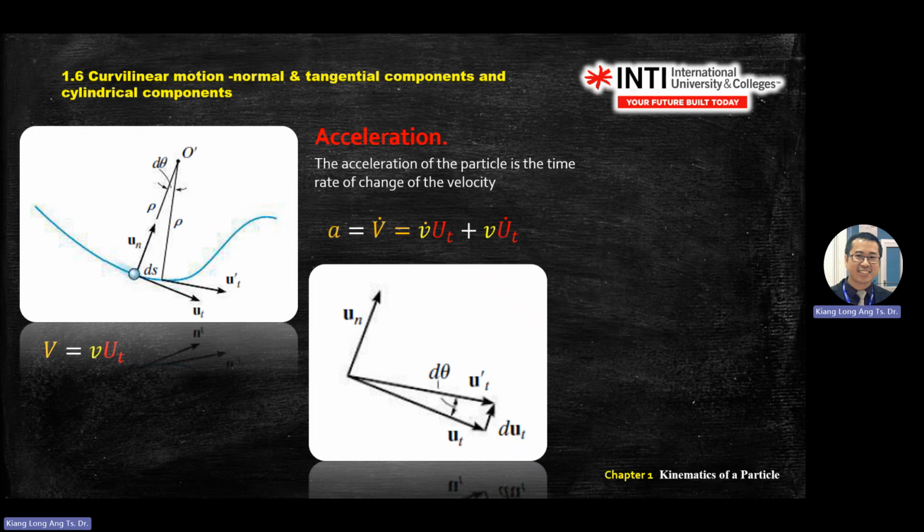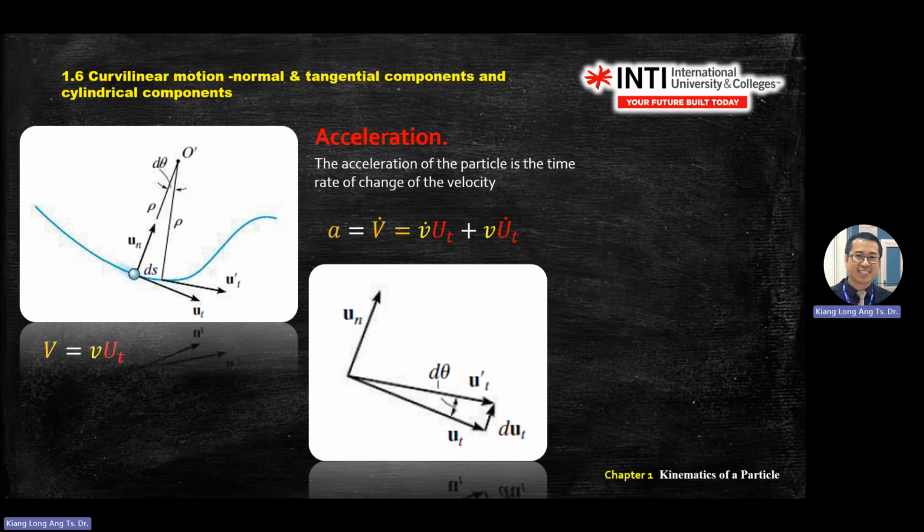Now this particle moves along this curve. So it will change velocity in the tangent direction at this position. u prime means the second, the changed velocity. Velocity ut and u prime t. This is the first position, second position, and there's a change of angle here, d theta. Then you do the vector diagram.